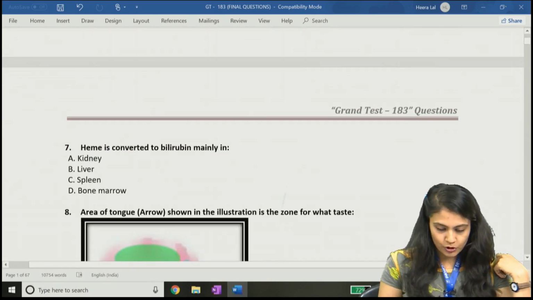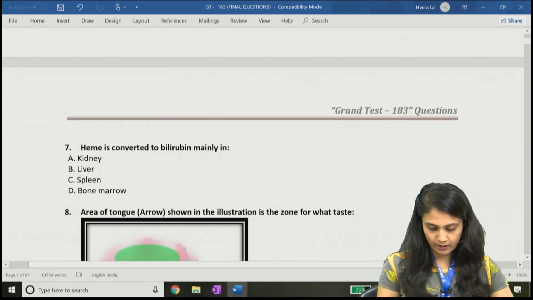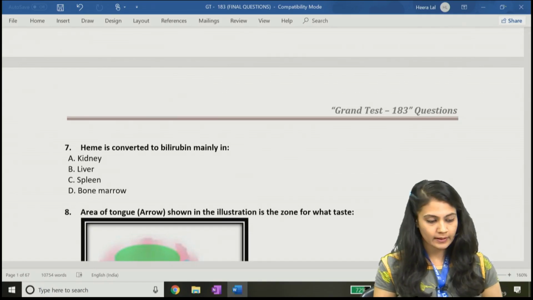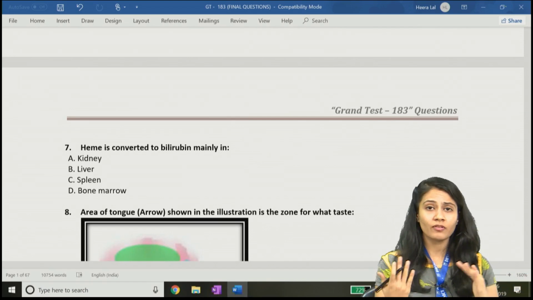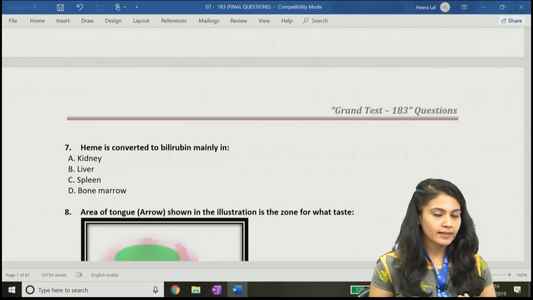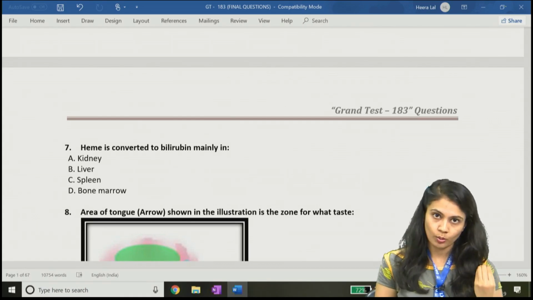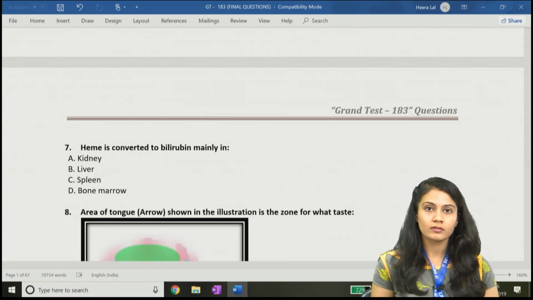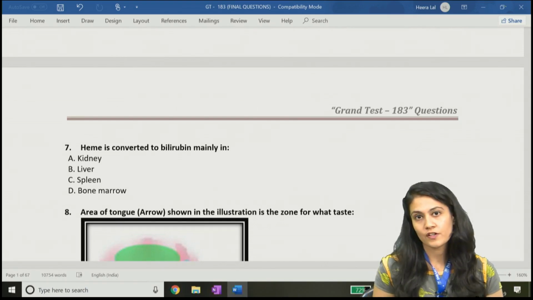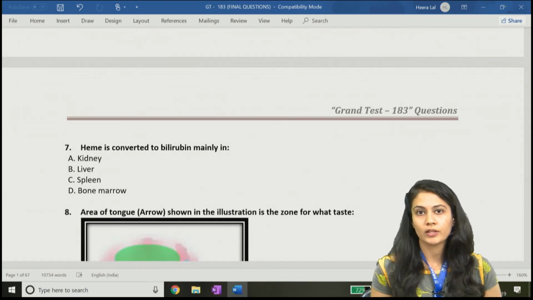Moving to the next question: heme is converted to bilirubin mainly in, okay fine. As we know, heme is converted to bilirubin mainly in the spleen, liver and the bone marrow. How is it converted into bilirubin? By the help of the macrophages of the reticuloendothelial system.